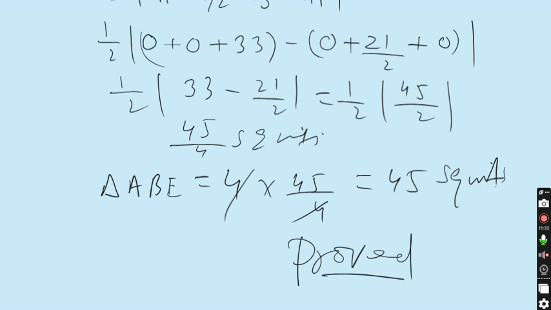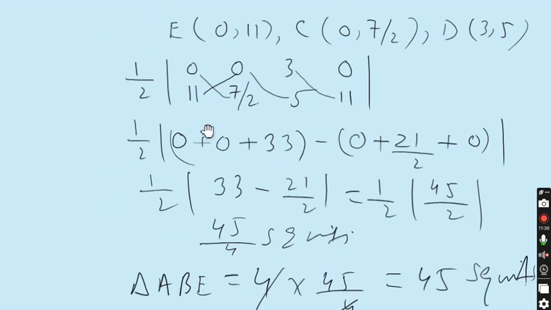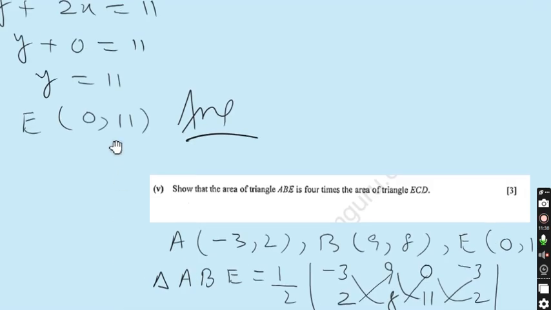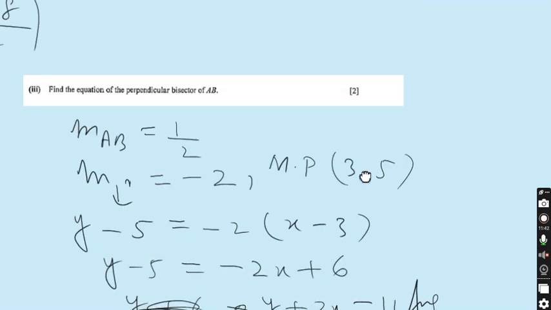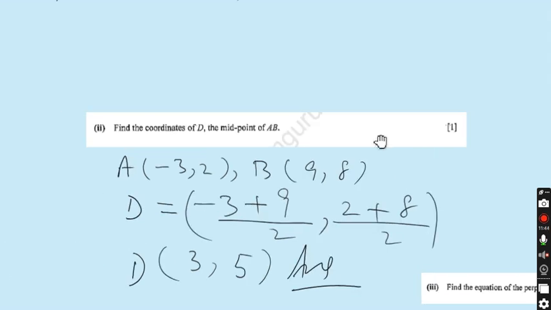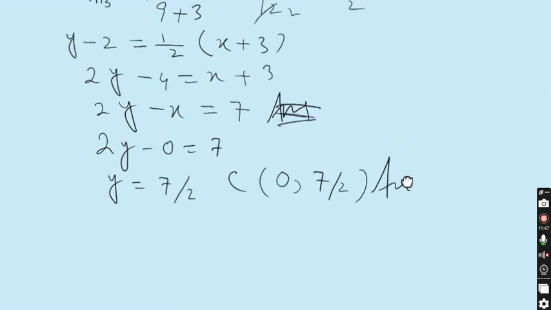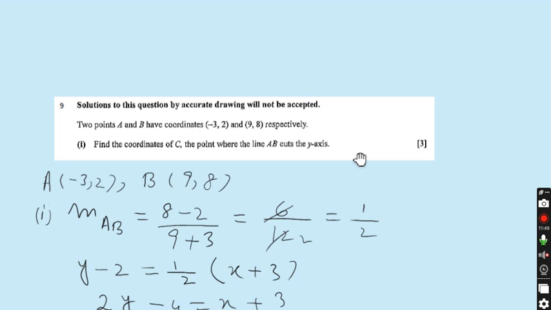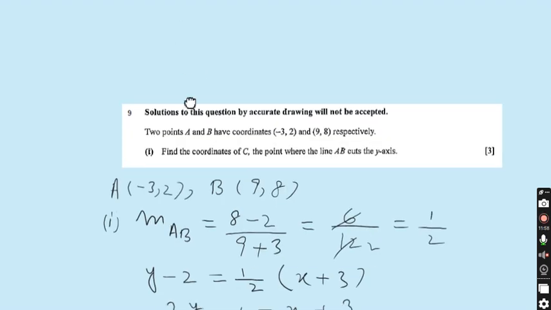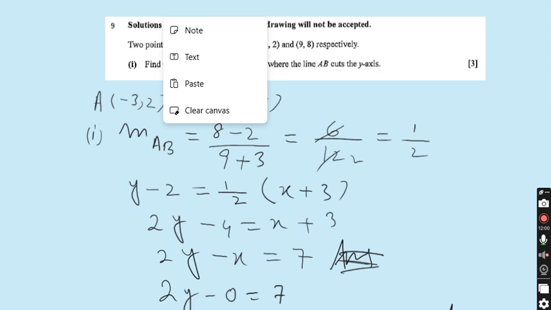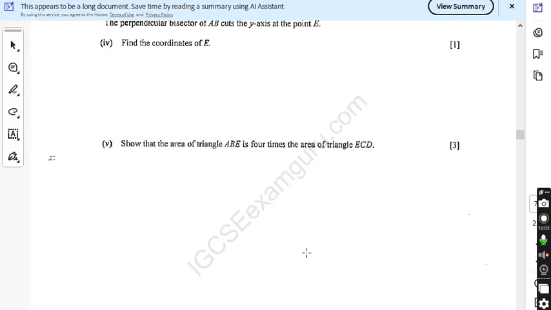There are 5 parts and we have done all the parts. I hope you completely understand all parts of question number 9. So today we have finished past papers from 2012 to 2015, all variants, paper 1 and paper number 2. We will start from the next lecture with a new topic.